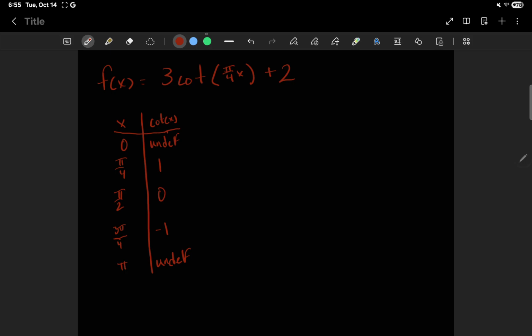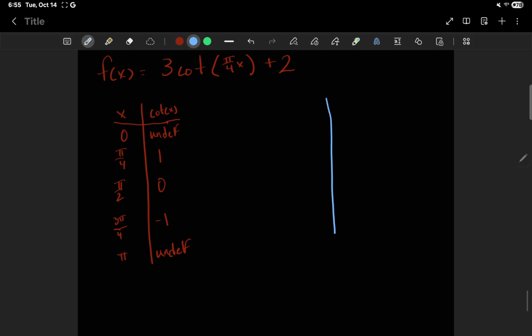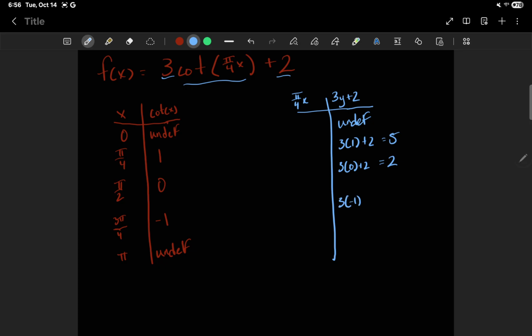And now we need to do the table for the function in red. So for the x's, it's what's on the inside of the parentheses. We're just going to take pi over 4x. For the y's, it's what's on the outside, replacing cotangent with y. So it's going to be 3y plus 2. Take our y's, plug it in. 3 times undefined is always going to be undefined, so that's good. 3 times 1 plus 2, that's 5. 3 times 0 plus 2, that's 2. 3 times -1 plus 2, that's -1, and then undefined is going to be undefined again.